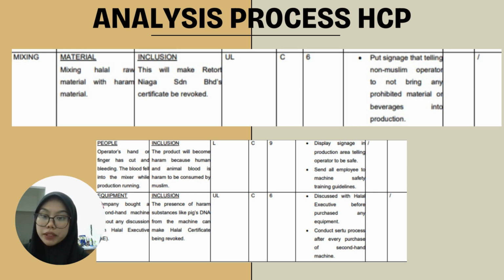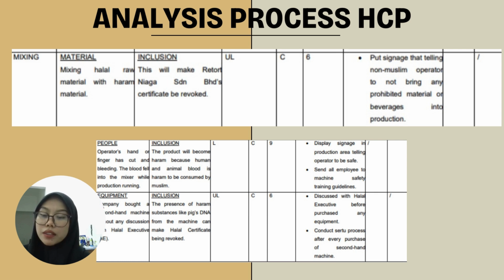The second one is people. The operator's hand or fingers are cut and bleeding, and the blood falls into the mixer while production is running. The consequence is that the product will become haram, because human and animal blood is haram to be consumed by humans or Muslims. The likelihood is likely, and when it happens it will be critical, so the risk ranking will be nine. The control measure we need to do is display signage in the production area telling operators to be safe, and send all employees to machine safety training. So the HCP will be yes.